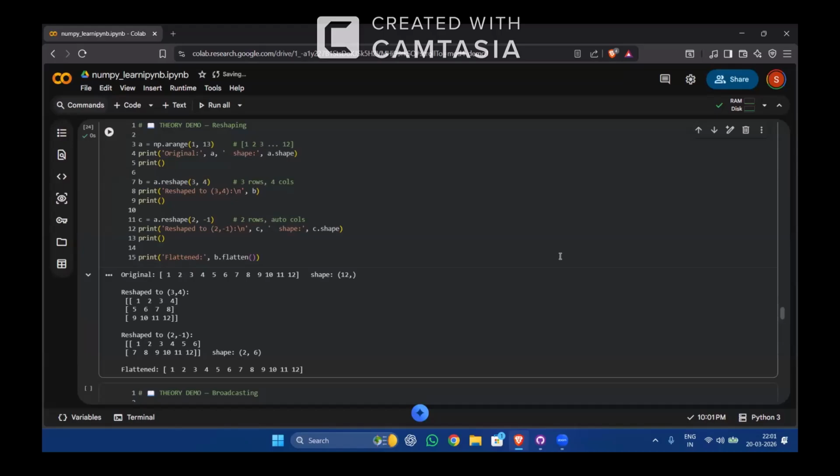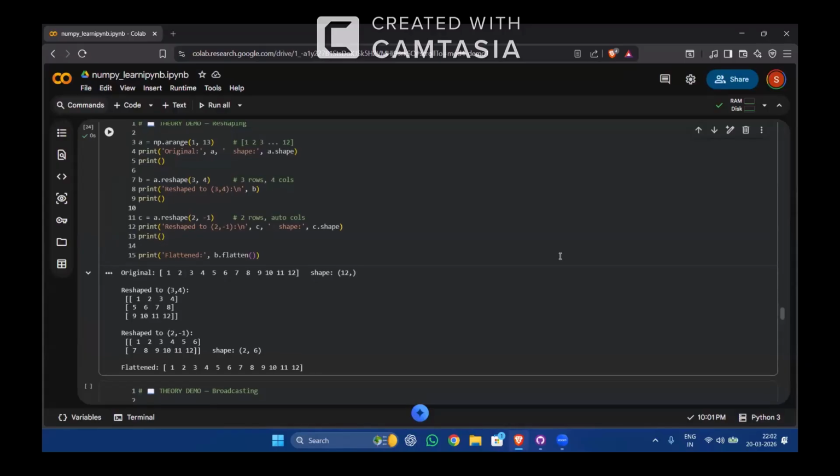Then reshape into 2, -1. What is happening? It will convert everything into 2 rows, and to not specify the number of columns, we are specifying -1. So if 12 is made into 2 rows, how many columns will be there? 6 columns will be there. And by applying the flatten function, you will get the entire array as a single dimensional array.